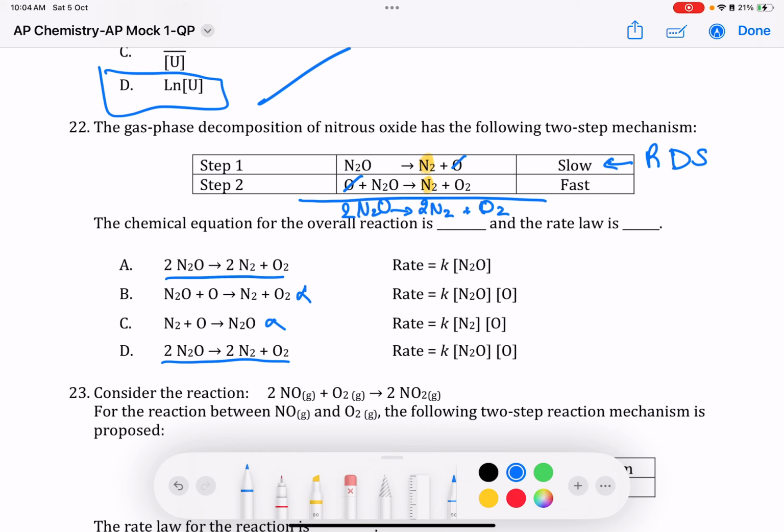As an overall equation, A and D are both correct. Now, looking at the rate law, we can write the formula of the rate law using the slow step, not the fast. So it is equal to the slow step.